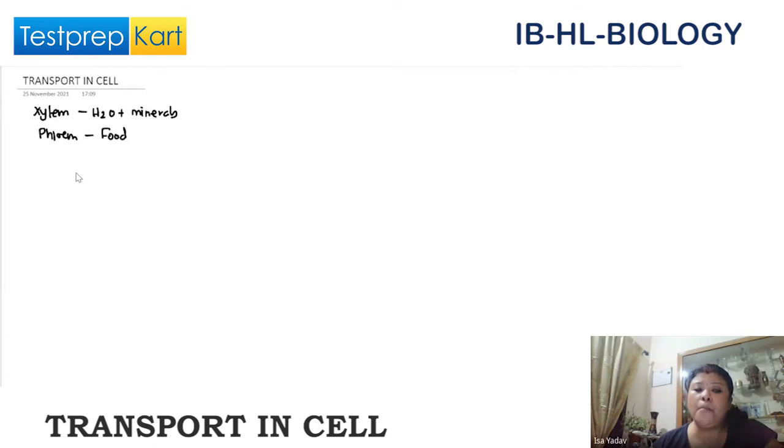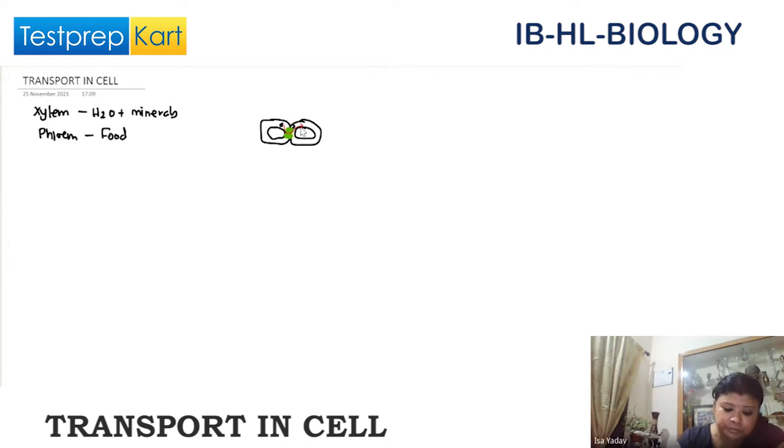But for example, suppose this is a cell. We have a plant cell, this is a vacuole. This is another cell, this is another vacuole. In between the plant cells, we have something called plasmodesmata. Whatever the constituents of the cell are, they have to pass from one cell to the other, right? So what we are talking about is transport in this particular cell. Is this clear? Are you understanding?